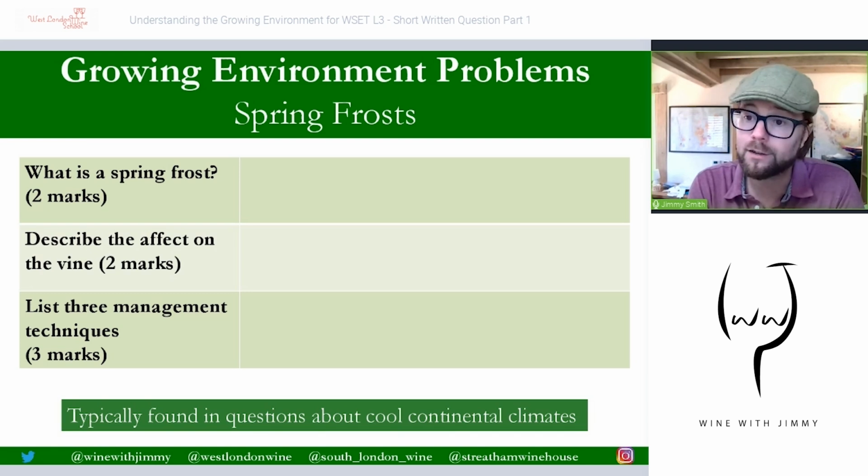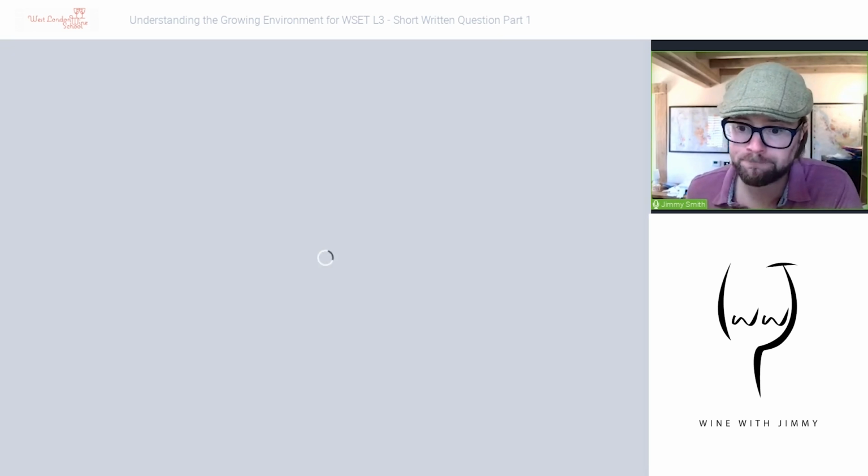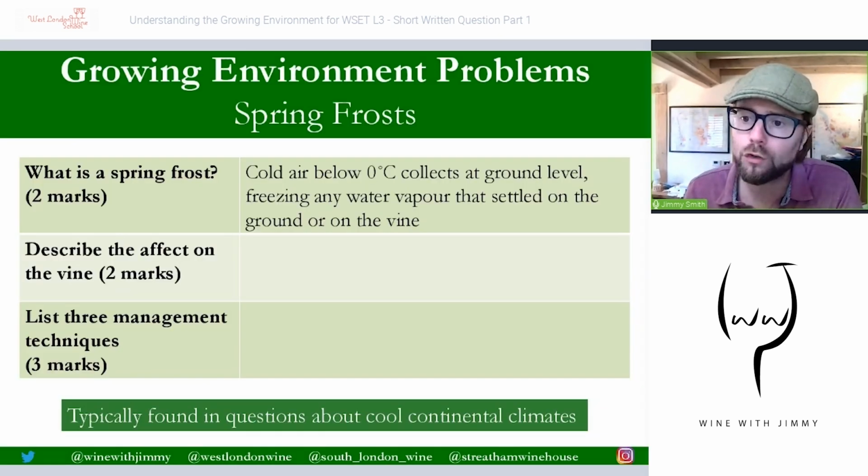We need to understand what it does to the vine. And of course, here it's asking for management techniques, listing 3 management techniques. So let's have a look at this. So first of all, what is a spring frost? Now you don't need to go into the details of the types of spring frosts. It's just describing a generic type of spring frost.